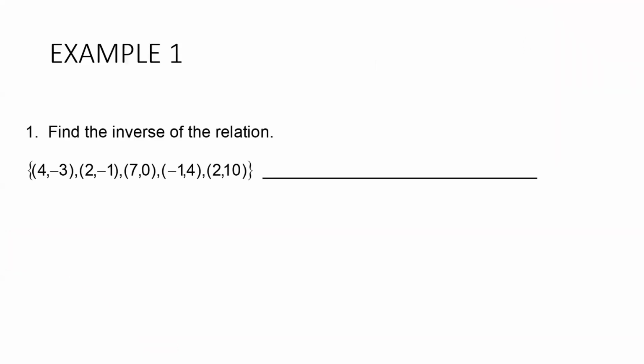So we're going to start with an ordered pair. An ordered pair can also be listed as a table. It's the same idea. So we have this ordered pair here. If I was to turn this ordered pair into a table, it would look like so. We would have 4, -3. We have 2, -1, 7, 0, -1, 4, 2, and 10.